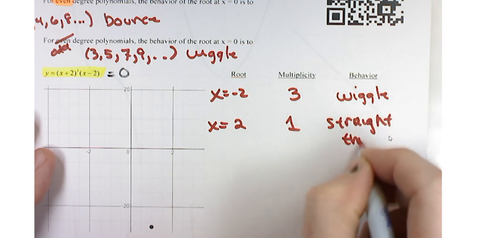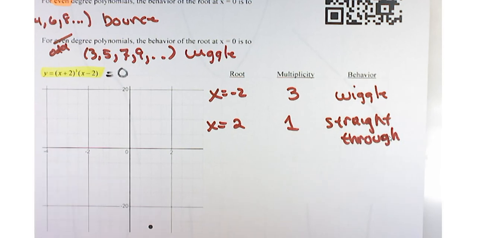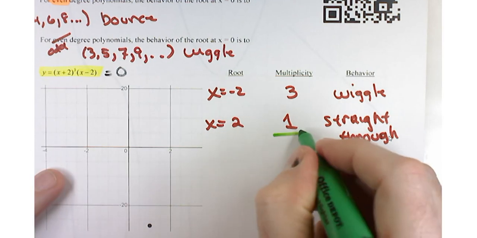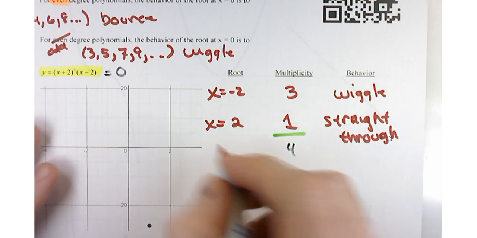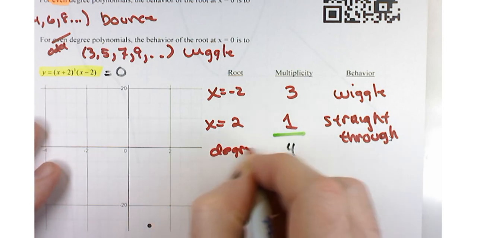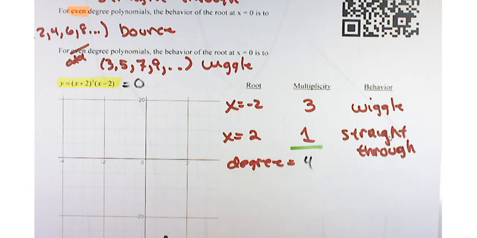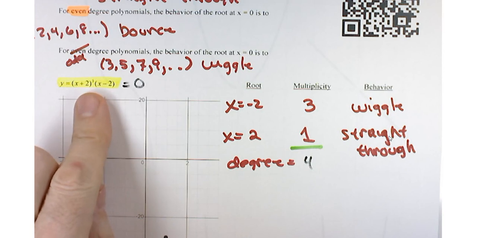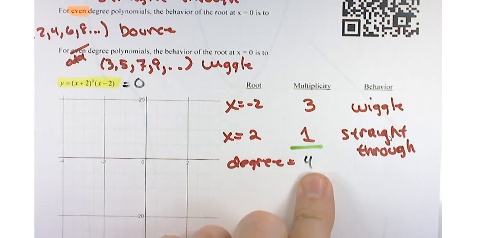Straight through. Now there's something convenient that kind of happens here that helps guide us a little bit. If you add up the multiplicities, we get 4, but that 4 happens to be the degree. If I multiply this polynomial out, and I don't really want to because right now it's nicely factored, I can see where the roots are, and it tells me a lot about this polynomial. But I could multiply it out and get degree 4.